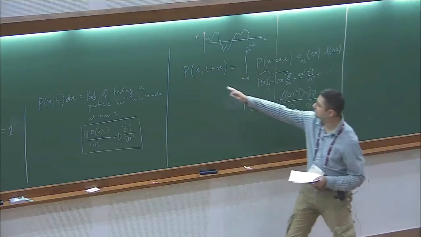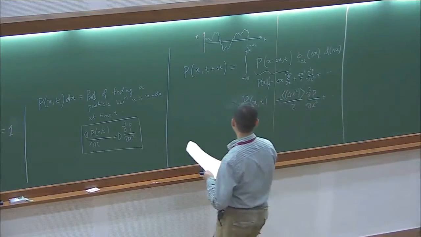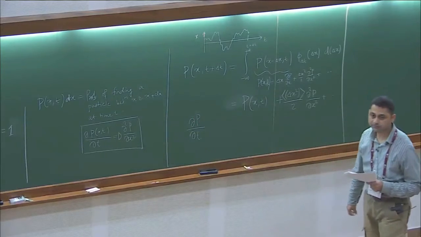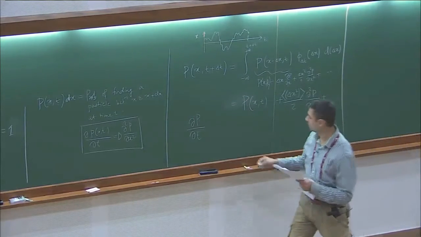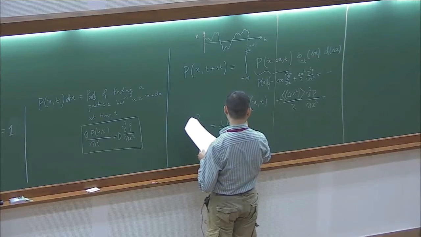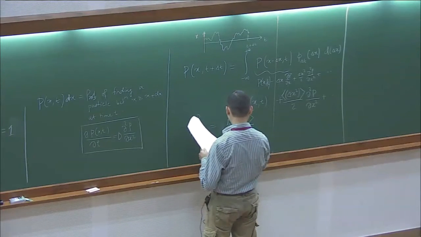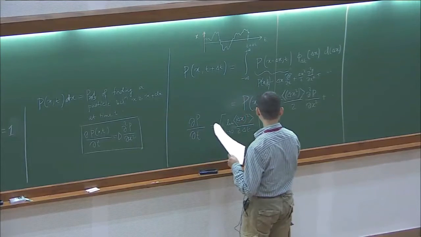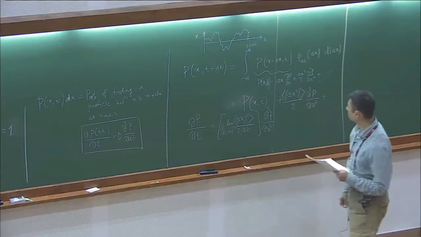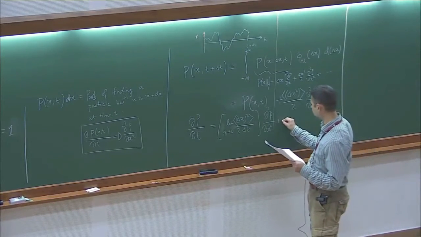So now I can take this to the other side, divided by delta t. Then take the delta t going to 0 limit. So what do I get? I get something like half, limit delta t going to 0 of delta x square average by delta t, times del 2P del x square, and higher order terms, right?